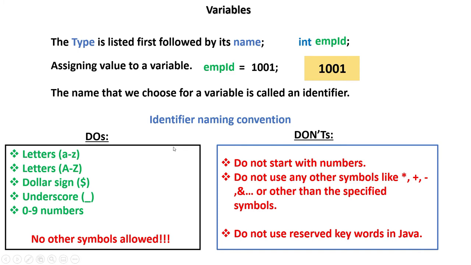Identifier naming convention. Letters A to Z, lowercase. Letters A to Z, uppercase. Dollar sign, underscore, numbers 0 to 9. Do not start with numbers. Do not use any symbol other than dollar sign or underscore. Do not use reserved keywords in Java.